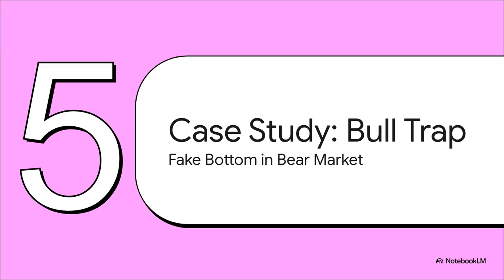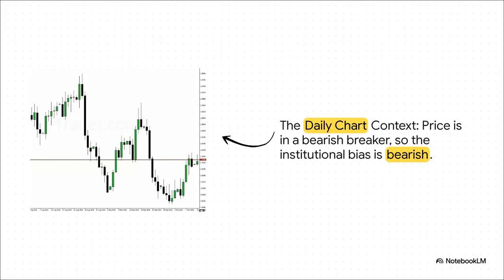Okay, let's flip the script and look at the exact opposite scenario. Now we're looking at a bull trap, where what looks like a perfect bottoming pattern is used to lure in buyers right before the market tanks and continues its bearish trend. And again, we start with the daily chart to get our bearings. In this case, price has rallied up into a key bearish level known as a breaker. The institutional order flow is clearly pointing down. Our high-level bias is bearish, which means we should only be looking for reasons to sell.